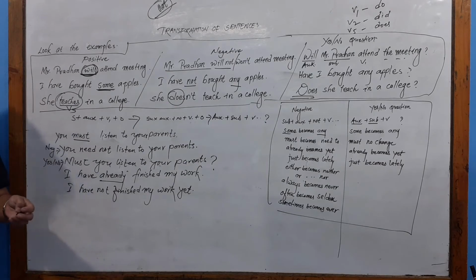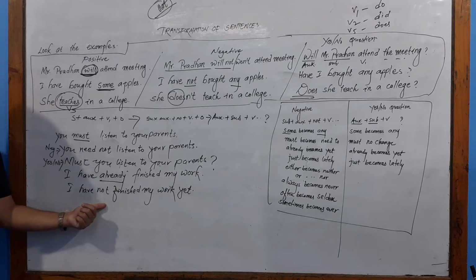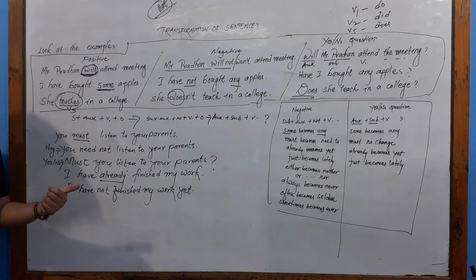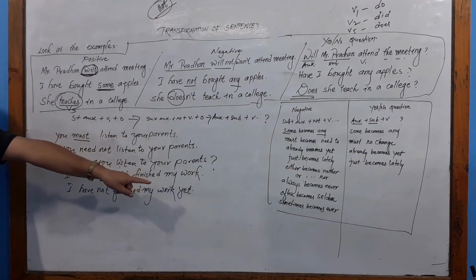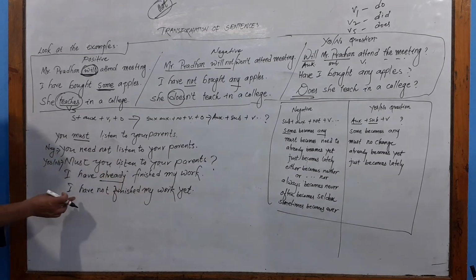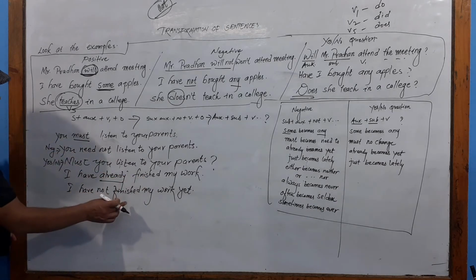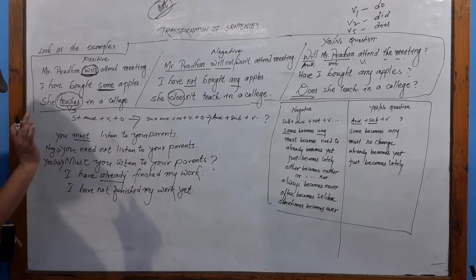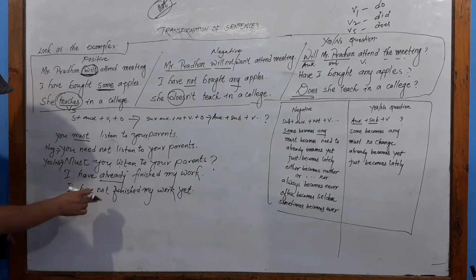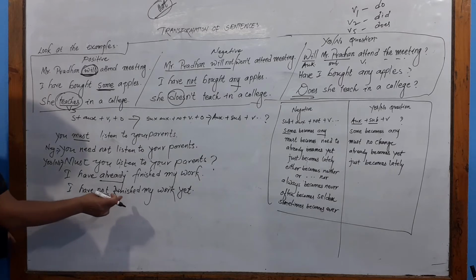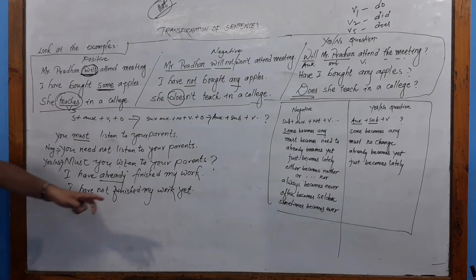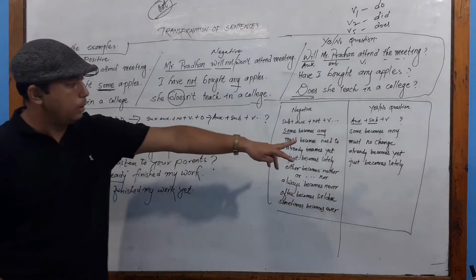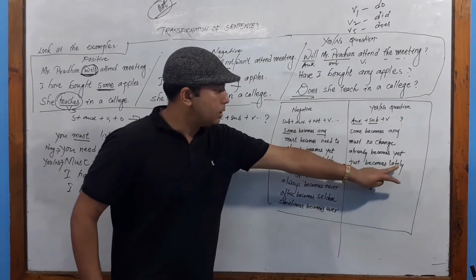Have I finished my work? Look at here, you may be confused. It depends on whether you are making positive yes no questions or negative yes no questions, right? If you are making a positive yes no question, 'already' stays 'already'. For example, have I already finished my work. But if you change it to negative, then it's haven't I finished my homework yet. If you make it negative, it changes to 'yet'. Already becomes yet, in the negative.